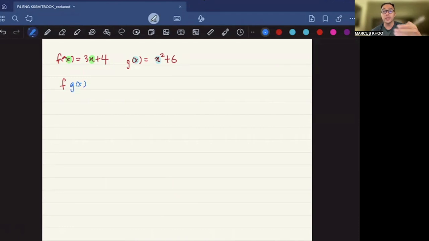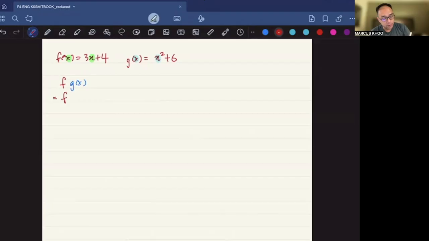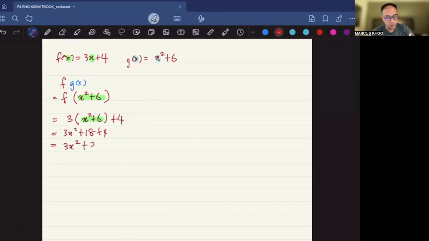fg(x). So the first thing we do is substitute g(x) into the f function. So we will get f, and then what is g(x)? g(x) is x squared plus 6. Going to highlight green again. This is now our object. So if our object has changed to x squared plus 6, in the function itself, that object must change accordingly. So it will be 3 times x squared plus 6, plus 4. Our object goes in here. And then after this, simplify this equation. So 3x squared plus 18 plus 4 will give you 3x squared plus 22.